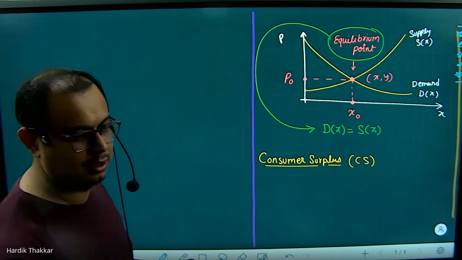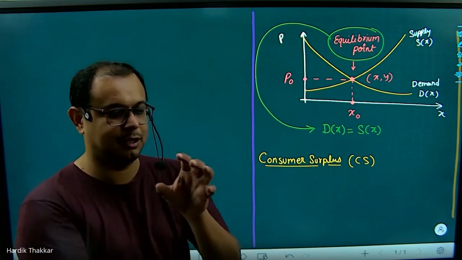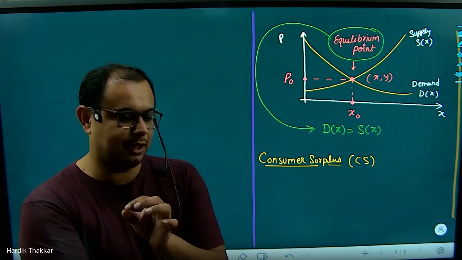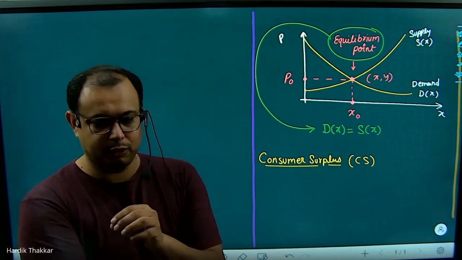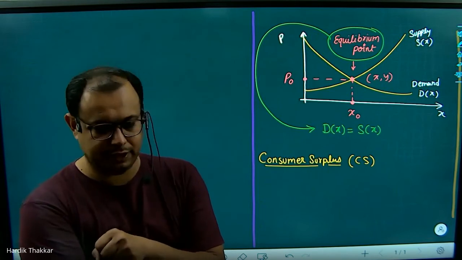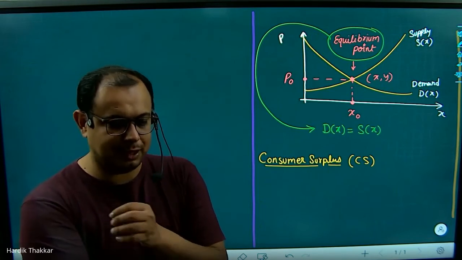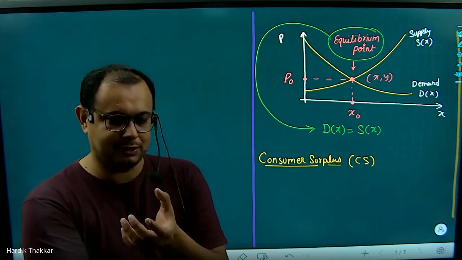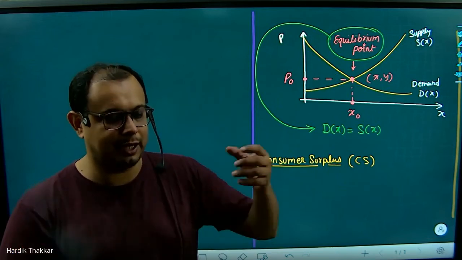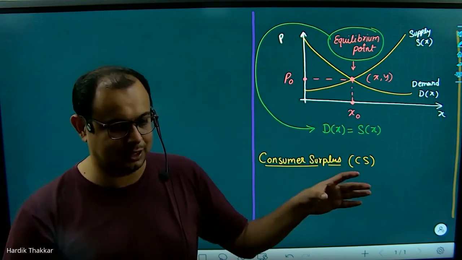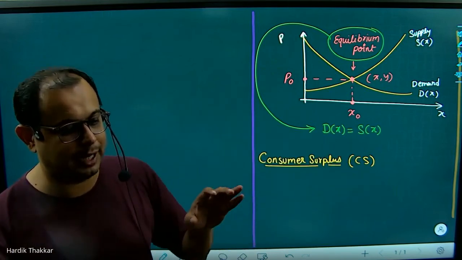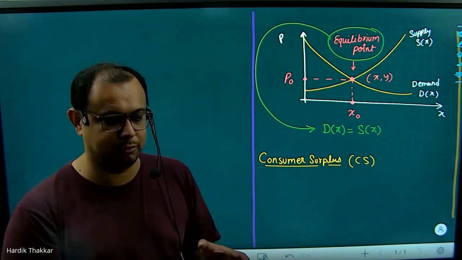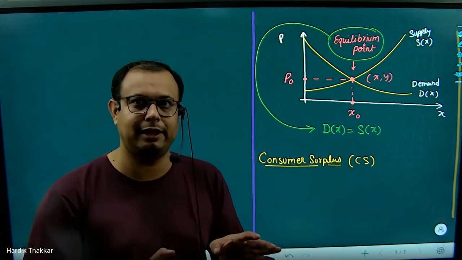I can explain this consumer surplus with an example. Suppose you went to a market with an amount of 10,000 and you want to buy a phone with a particular configuration. And suppose the same configuration of phone you get for 9,000. Then your surplus is rupees 1,000. You are ready to buy the same phone for rupees 10,000, but you are able to buy it for 9,000. So the amount saved by you is called consumer surplus. Correct?